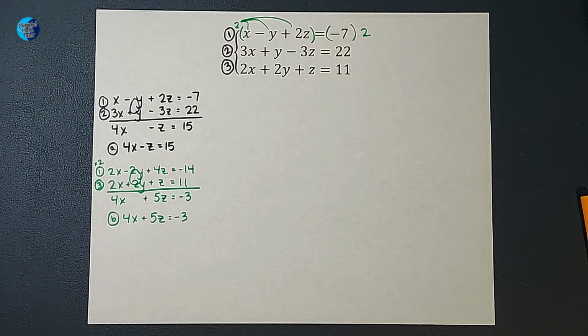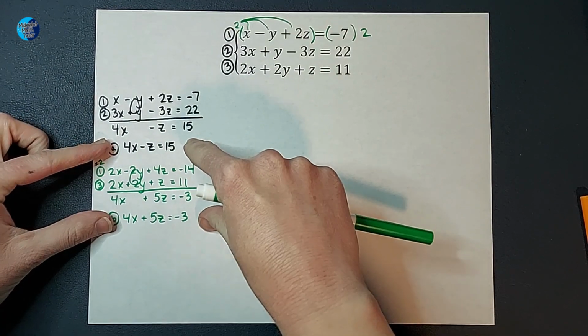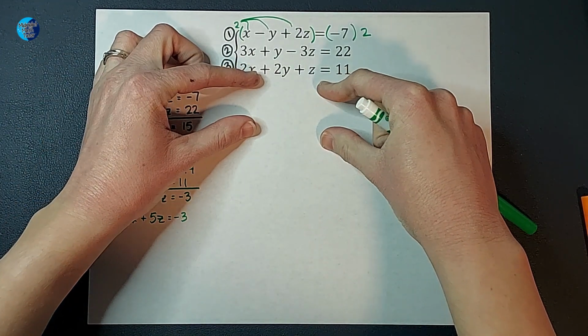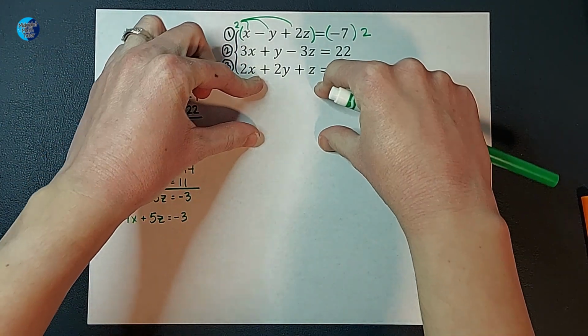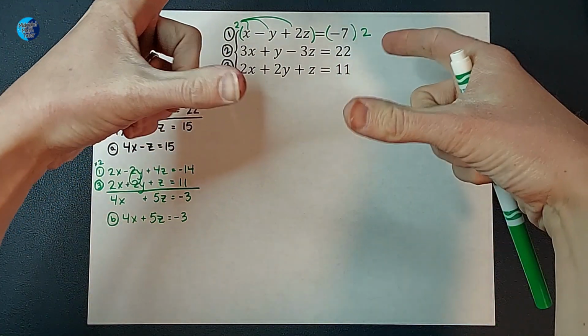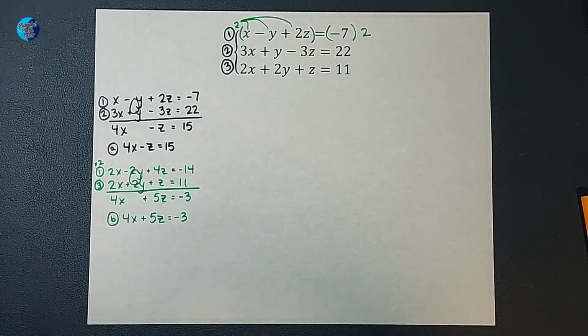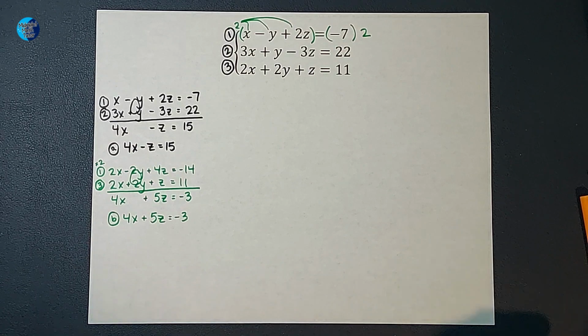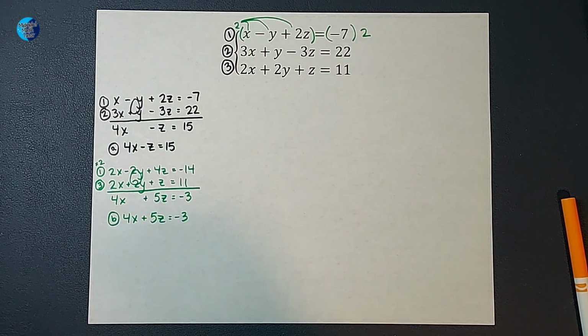All right, now what? Now I'm going to take these two equations. I'm going to rewrite them over here. And we are going to see if we can use them somehow, combine them, and get rid of another variable. So first, I'm just going to rewrite them up here.